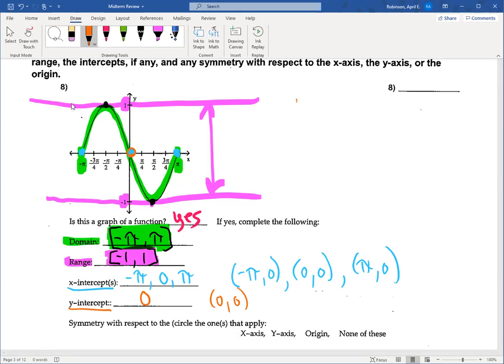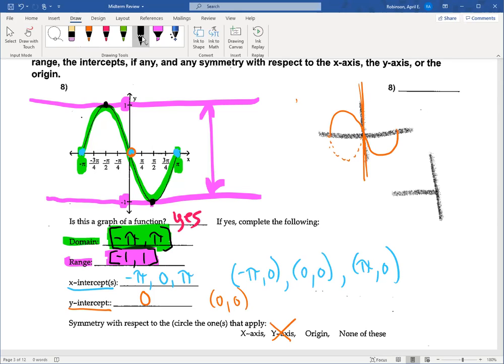Okay, and then it wants to know symmetry. Is it with respect to the x-axis, the y-axis, the origin, or none of these? I always start with the y-axis because that's like the heart, you know, where you fold it this way. If I were to take this graph and fold it along this line right here, this guy would come over and be like this. It's not matching up. So it's definitely not symmetric around the y-axis.